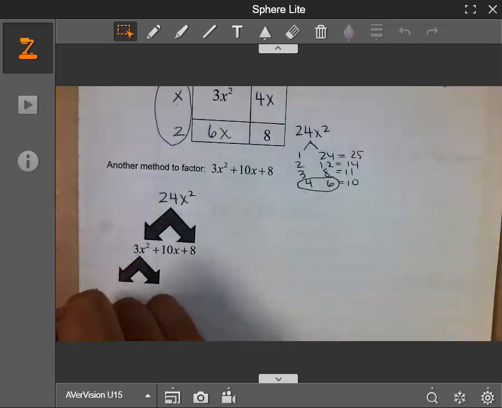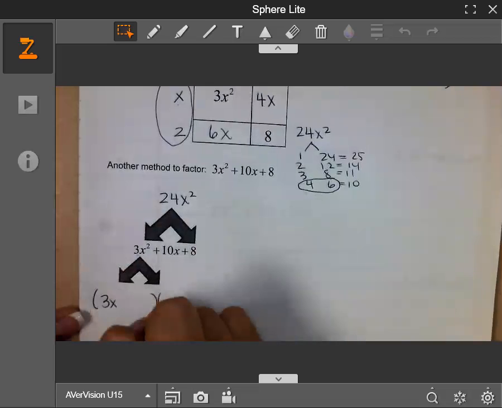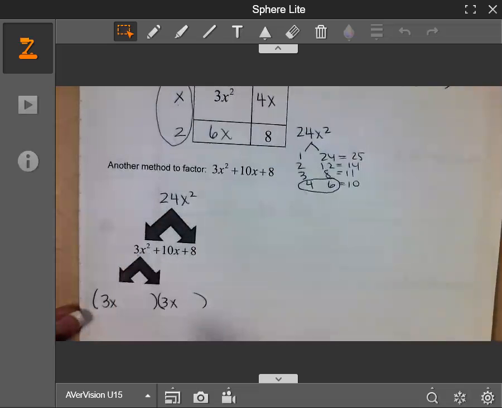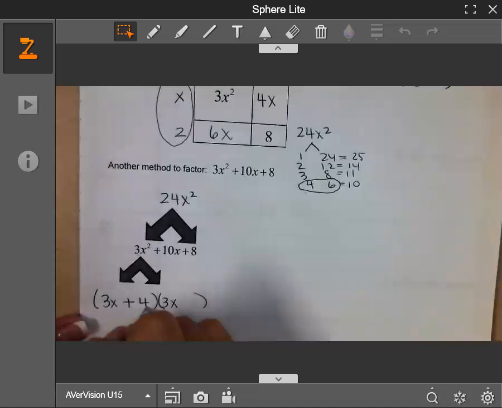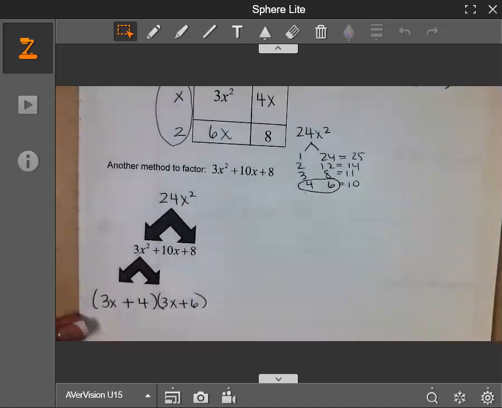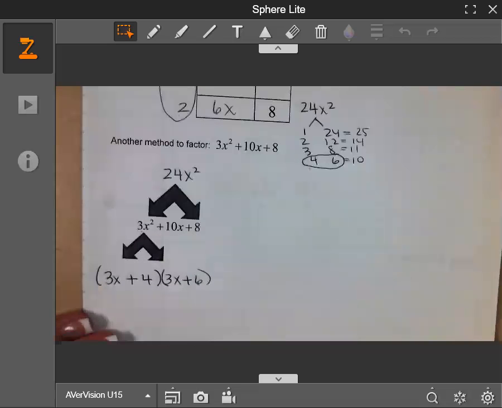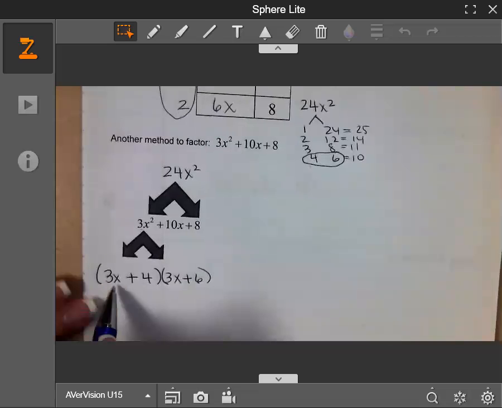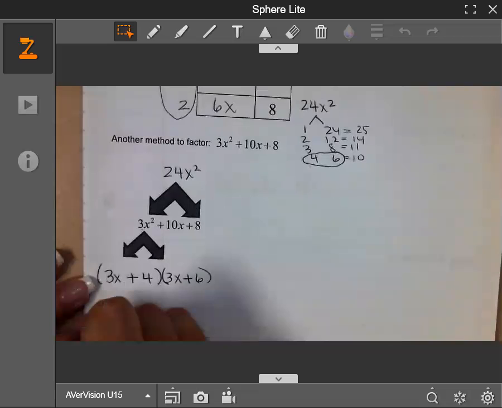The difference is that you put these parentheses with the first term going into both of those, that 3x times 3x. Then you put the two terms that you just found, that 4 and 6, in the parentheses. Now, if it does not have a greatest common factor, something that can go into both of these, then you leave it alone, so it'd still be 3x plus 4.